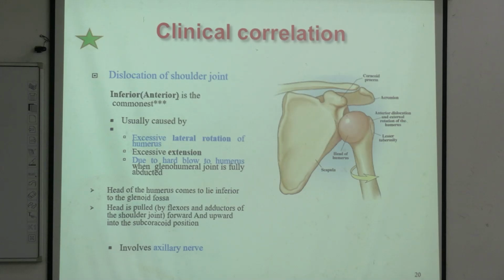This anterior dislocation is also known as inferior dislocation. Why is it inferior dislocation? Once it comes out, it moves under this glenoid cavity. That is why you call it inferior dislocation. So, dislocation of the shoulder joint means it is getting out of what? The glenoid cavity. Then what happens? It goes under the scapula and then moves up in front.